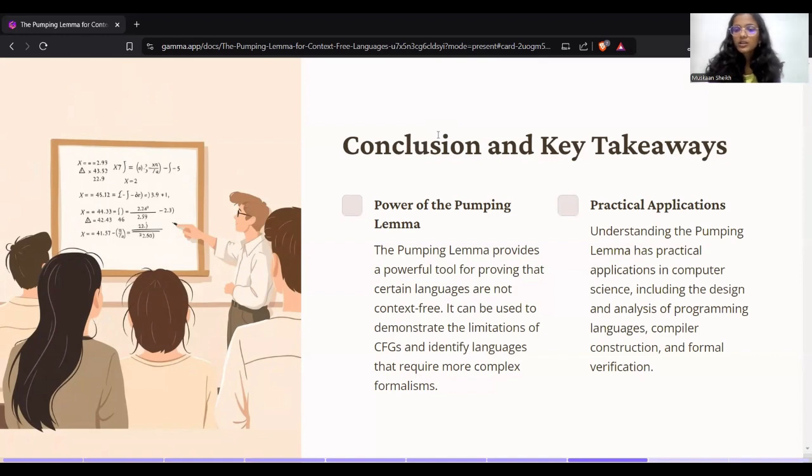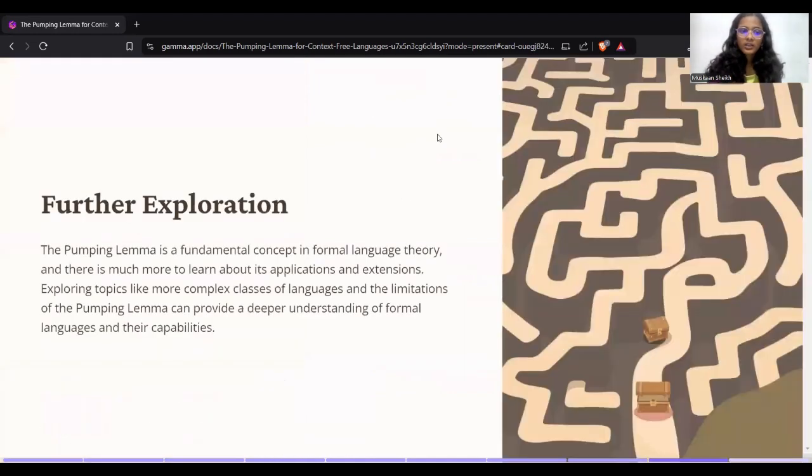Practical applications. Understanding the pumping lemma has practical applications in computer science, including the design and analysis of programming languages, compiler construction, and formal verification. Further exploration. The pumping lemma is a fundamental concept in formal language theory, and there is much more to learn about its applications and extensions. Exploring topics like more complex classes of languages and limitations of the pumping lemma can provide a deeper understanding of formal languages and their capabilities.